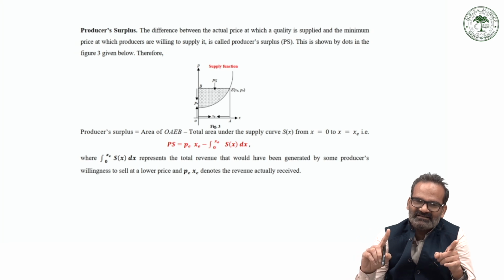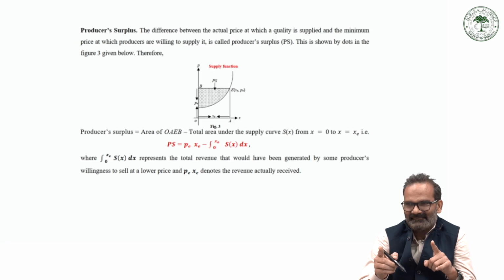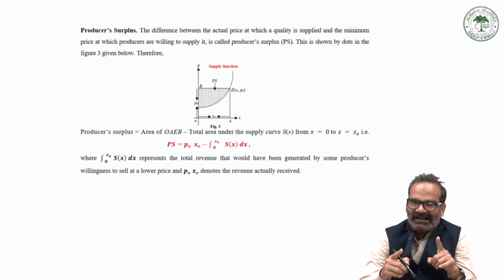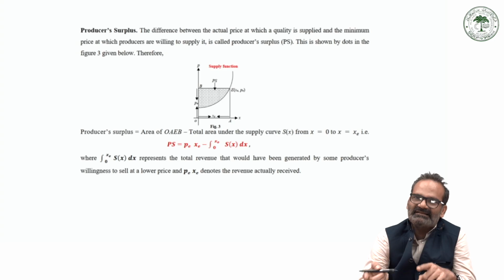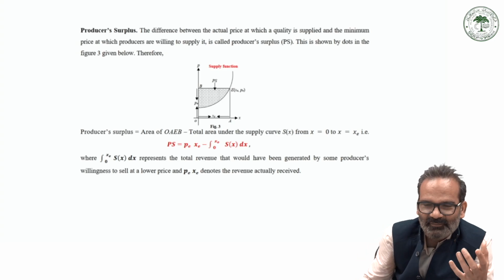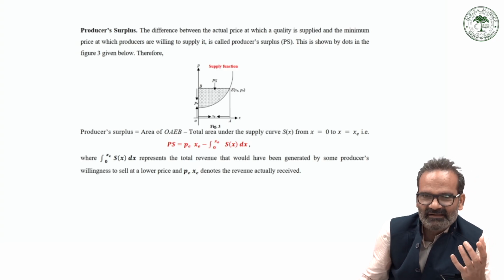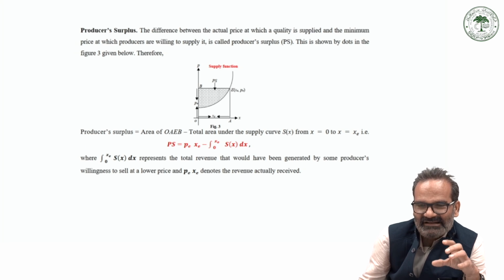So the situation is just the reverse. In the case of the consumer, it is what the consumer is willing to pay minus what he actually pays. Here the situation is reversed: what the producer is receiving minus what the producer is willing to receive. Are you getting the difference? Producer surplus is the difference of what the producer is receiving from the market minus what he is willing to receive for the same product.